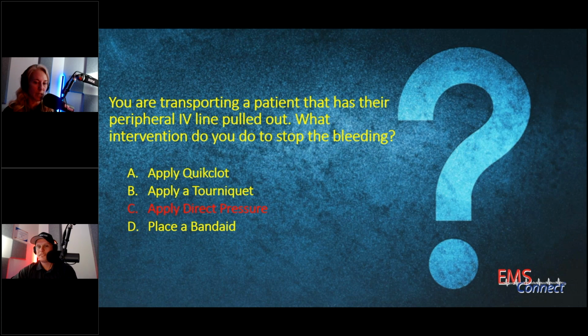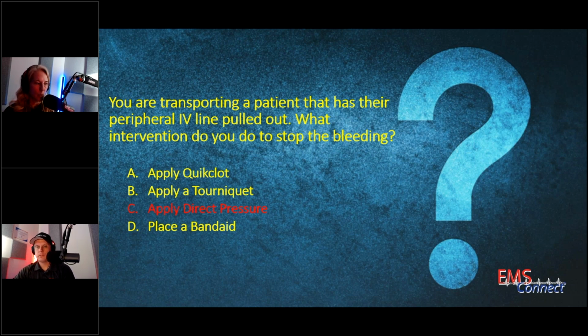So you think along the lines too that if an IV line was pulled out, always think that if we're talking about something that we did in transport and we pulled something out, it probably wasn't done gently. And so there's going to be some underlying trauma with that pulling out. So direct pressure for that excess bleeding that we probably made happen.